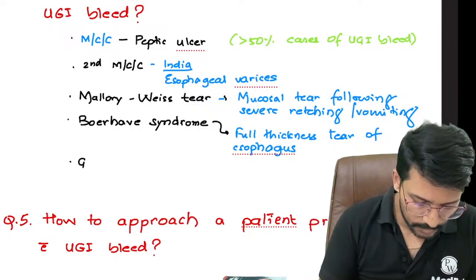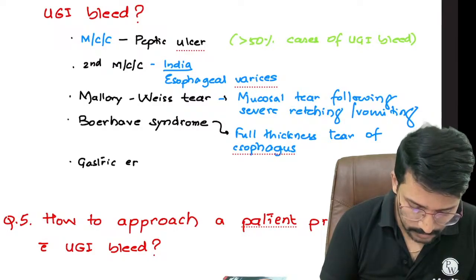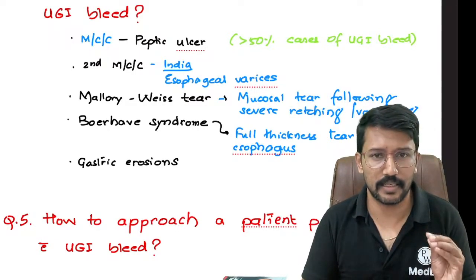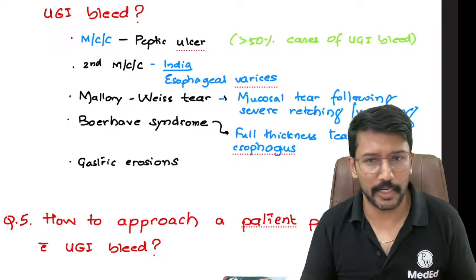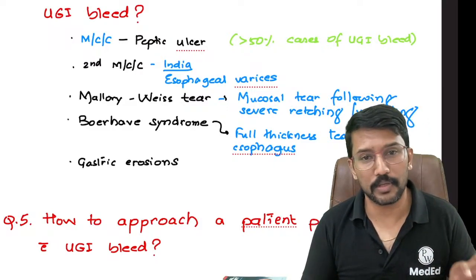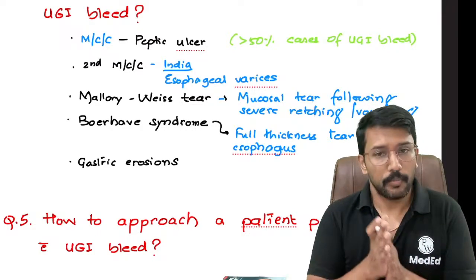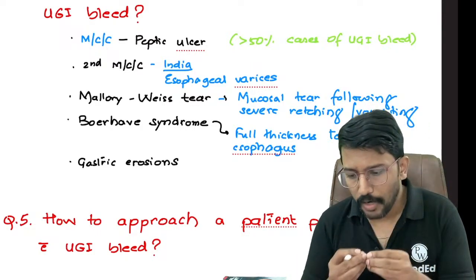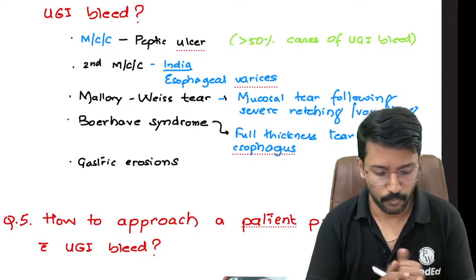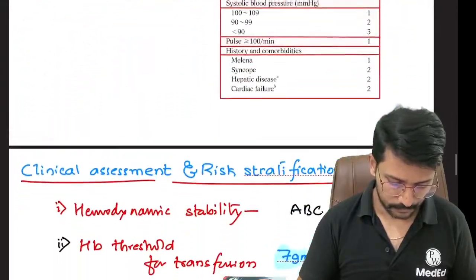Yes, you can have gastric erosions or erosive gastritis, which is usually caused by NSAIDs. Even for peptic ulcers, after H. pylori, NSAIDs are the second leading cause, right? So these are all important causes for upper GI bleed. Okay. I will come to Meckel's diverticulum, right? Which part of the GIT does Meckel's diverticulum affect?